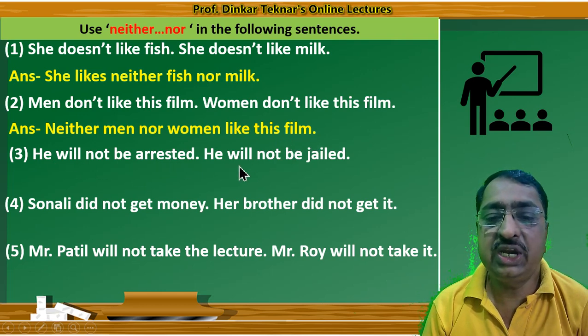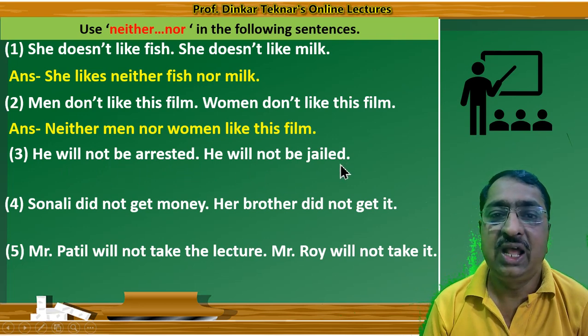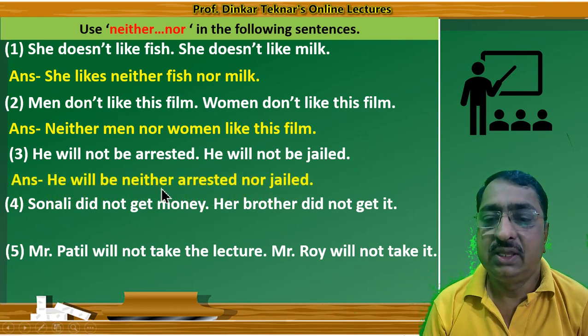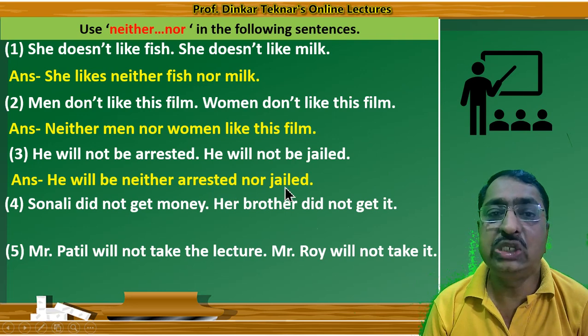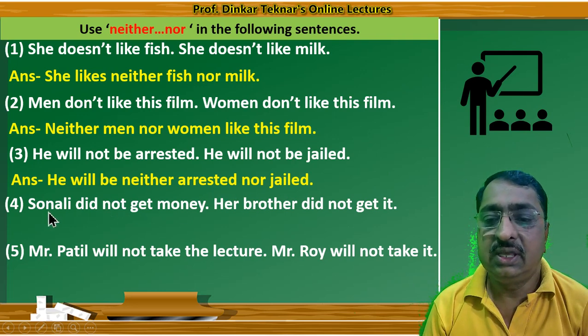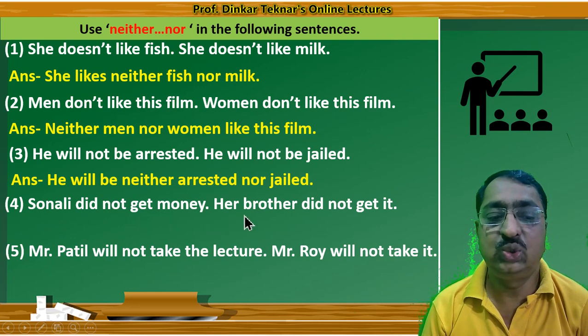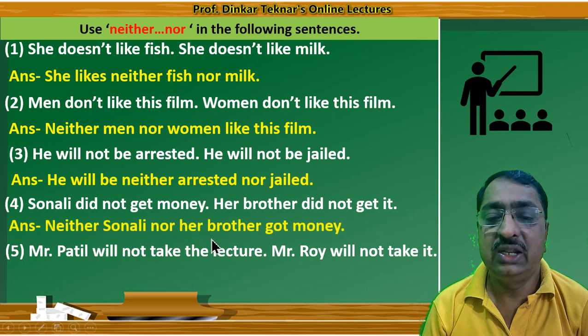He will not be arrested. He will not be jailed. So be arrested and be jailed are two negative verbs. So the answer will be he will be neither arrested nor jailed. In this sentence, Sonali did not get money. Her brother did not get it. Sonali and her brother are two negative objects. So the answer will be neither Sonali nor her brother got money. Here we remove did. So get becomes got.